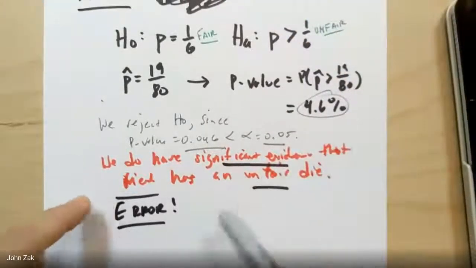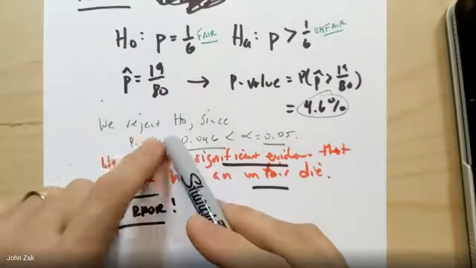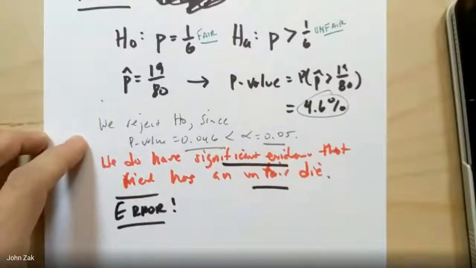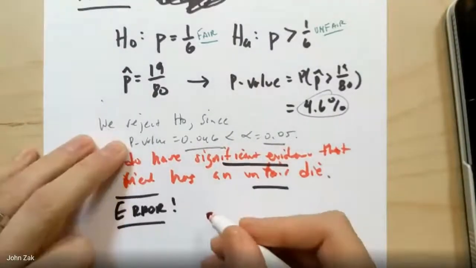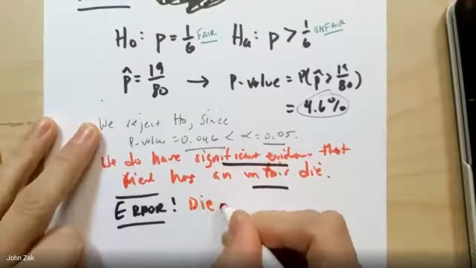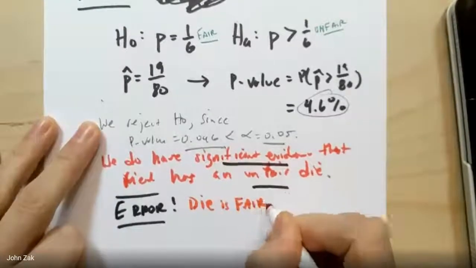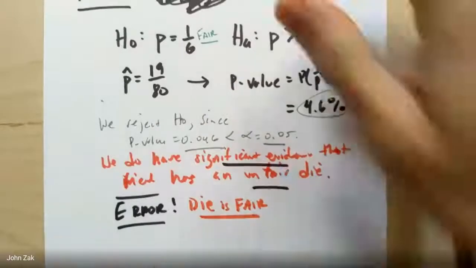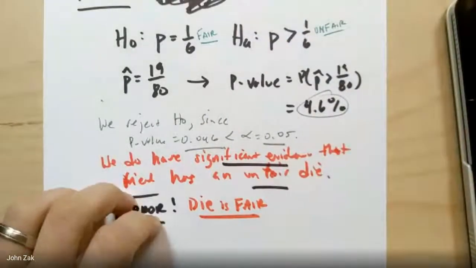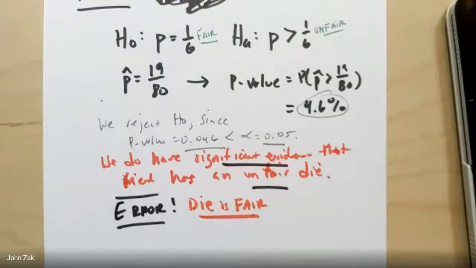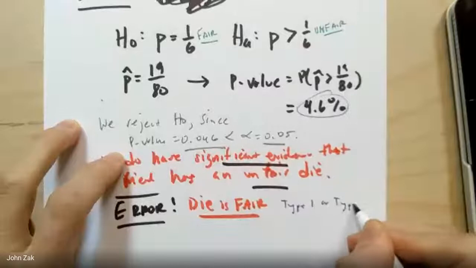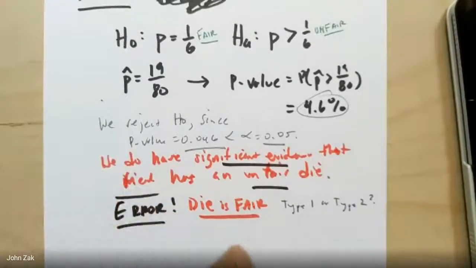But the whole point right now is that we could have made an error when we rejected the null hypothesis. So my friends, let's say that in reality, the die is fair. It actually really was a fair die. What kind of error did we make? Was it a type 1 error or was it a type 2 error? Let's see, what do you guys say?